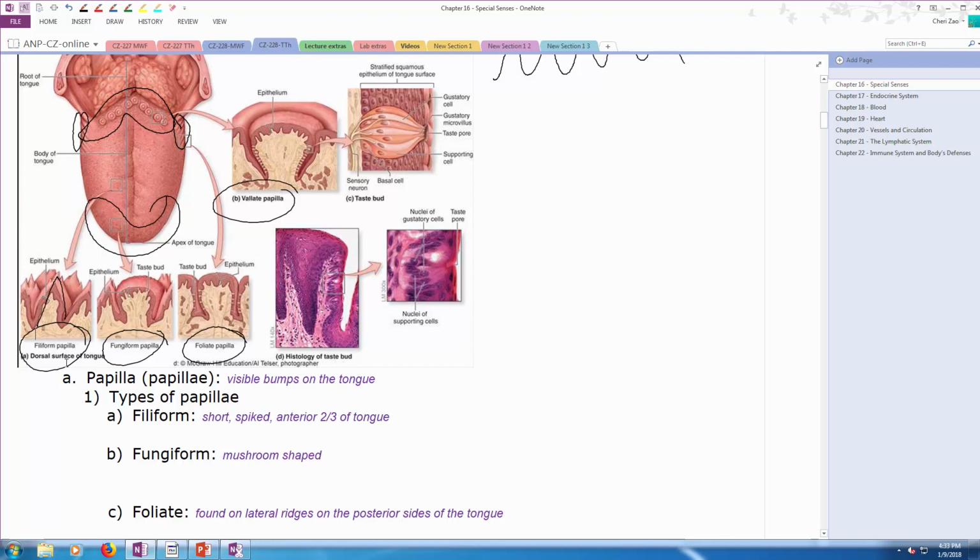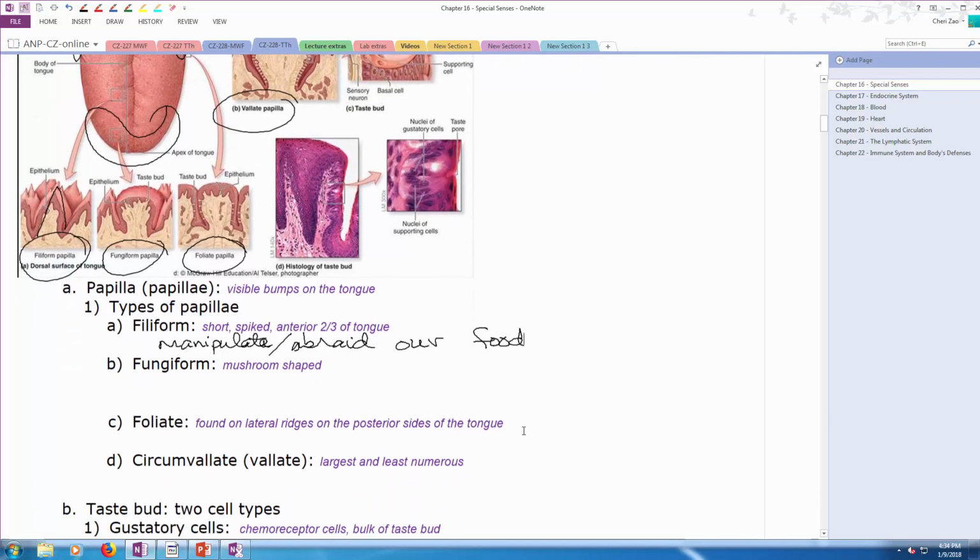You're trying to break it down, absolutely. So this is just a process of breaking it down because we're all born without teeth, correct? But we all have a tongue, and we all have these lovely filiform papilla that help us abrade our food. So our notes here say the filiform papilla are short, spiked, on the anterior 2/3 of our tongue, and help with manipulation and abrading our food.